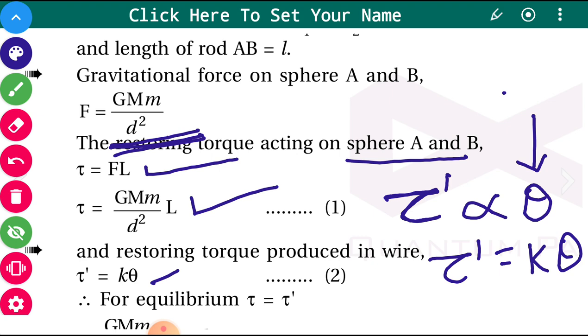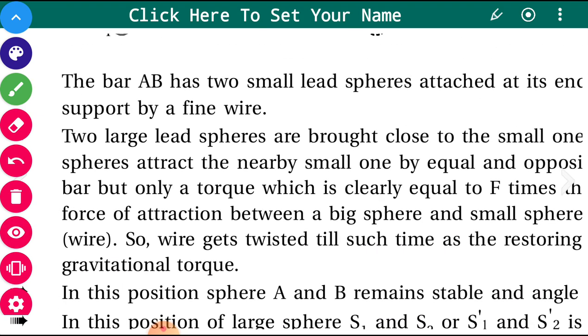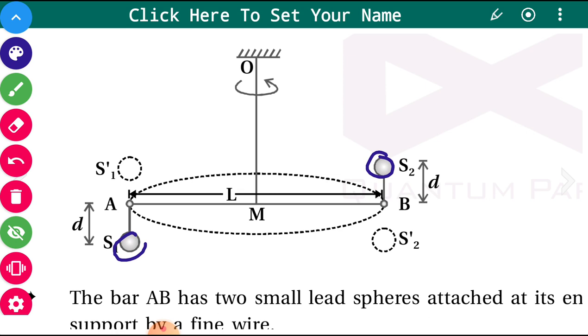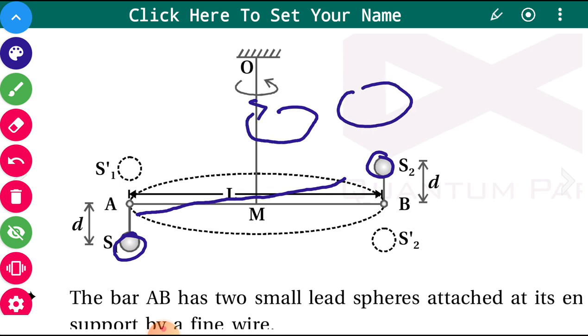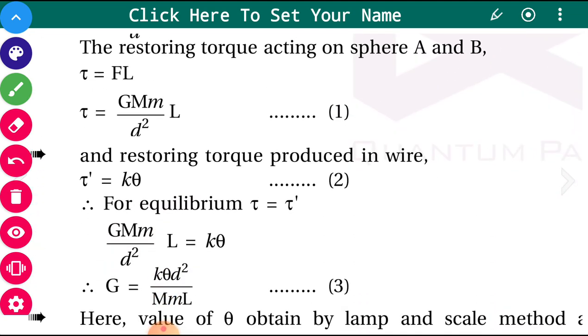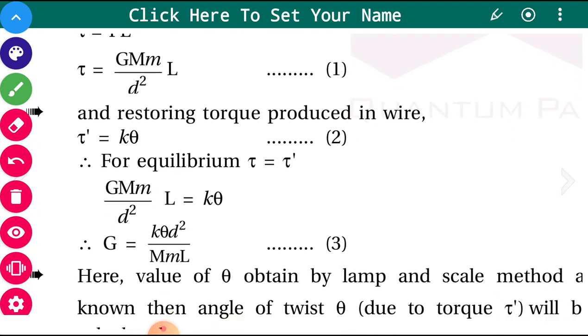Now see, the system remains in equilibrium. When these spheres are kept here, the system will try to remain in this particular position of slight angular displacement. So the restoring torque will be in the opposite direction, and the restoring torque and the torque acting on it must be equal in magnitude. So tau prime must be equal to tau. Both the torques are compared: tau prime is equal to tau for equilibrium.